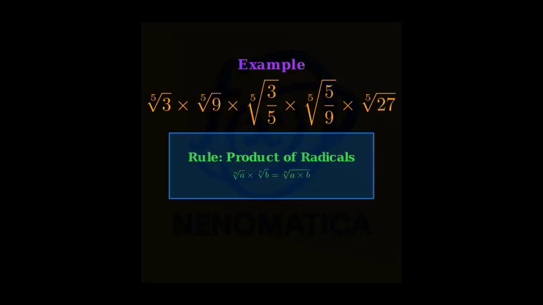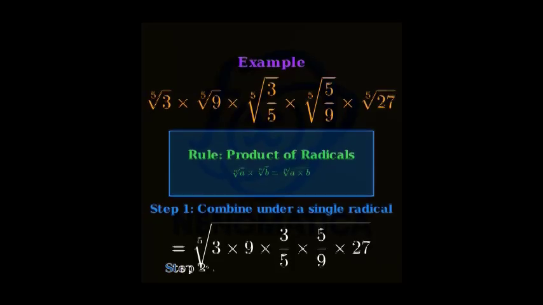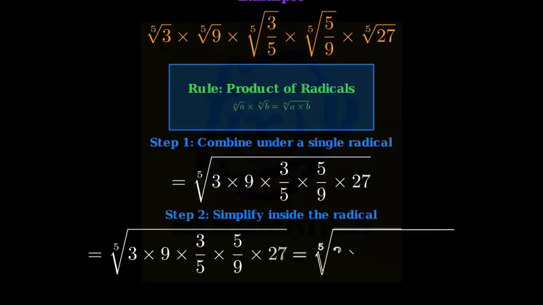So we get the fifth root of 3 times 9 times 3 over 5 times 5 over 9 times 27. Now, let's simplify what's inside the radical. First, notice that we have a 9 in the second term and a fraction 5 over 9 in the fourth term. The 9's in the numerator and denominator cancel out, giving us 9 times 5 over 9 equals 5. Similarly, we have 3 over 5 in the third term and 5 in what we just simplified from the fourth term. 3 over 5 times 5 gives us 3.